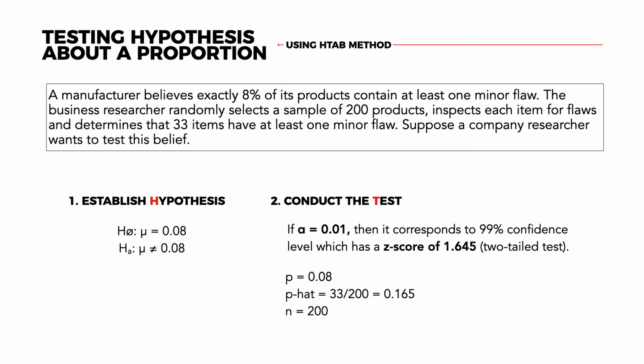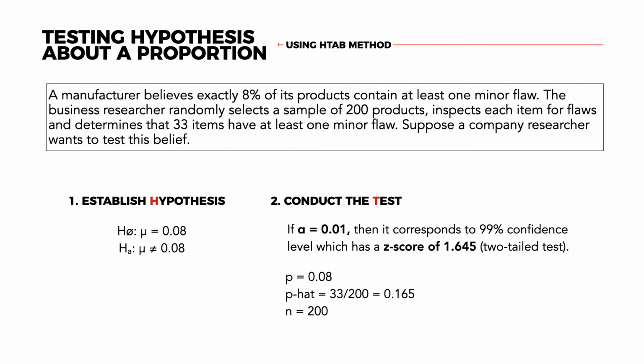The next step is to actually conduct the test. And so we need to set our alpha value, and for this one, we set it to the value of 0.01, which corresponds to a 99% confidence level, which has a z-score of 1.645 for a two-tailed test.